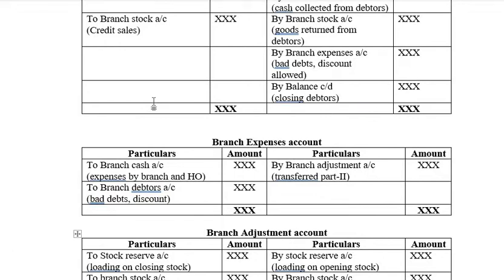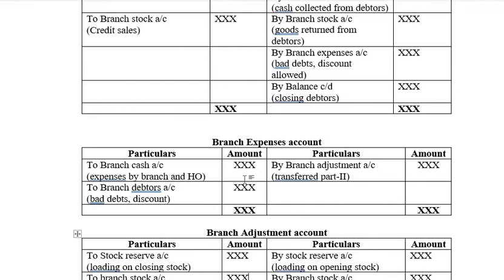Now what is in the case of branch expenses account? To the debit side you have: to branch cash account, expenses by branch and head office; to branch debtors account, bad debts and discount allowed. To the credit side you have: by branch adjustment account, in brackets transferred to part 2. Okay, so this is the expenses account.